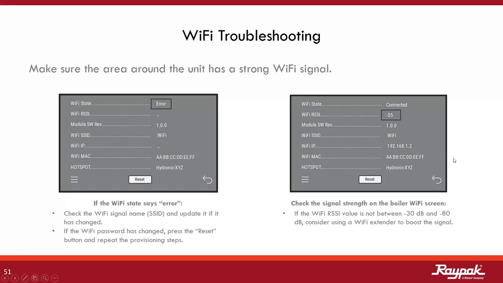Okay, so for Wi-Fi troubleshooting, you have these screens where if the Wi-Fi state says error, check the Wi-Fi signal name SSID and update if it has changed. If the Wi-Fi password has changed, press reset button and just repeat the same process again.